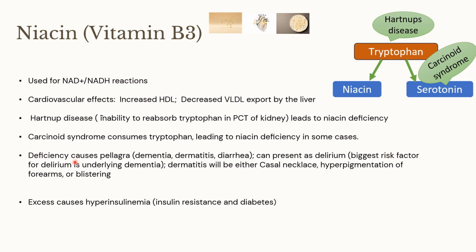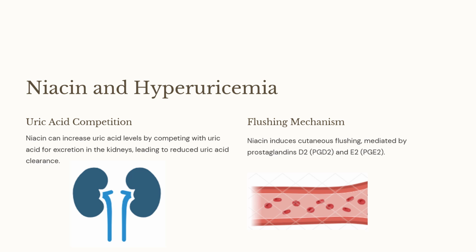The biggest risk factor for delirium is the underlying dementia. Dermatitis will present as either Casal's necklace, or sometimes as hyperpigmentation of the forearms or blistering. Excess of niacin, even though niacin is essential for cardiovascular effects, can result in hyperinsulinemia, such as insulin resistance and diabetes. Niacin can increase the uric acid levels by competing with uric acid for excretion in the kidneys. So, niacin can result in hyperuricemia.